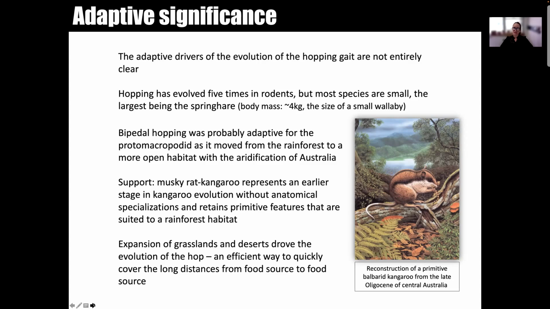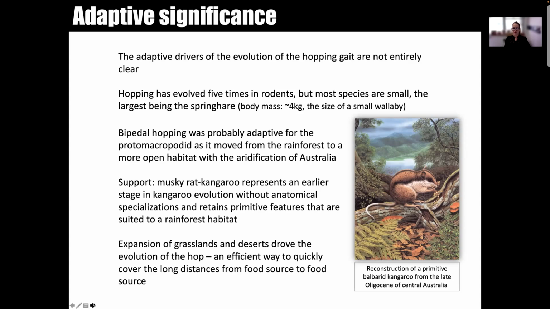Bipedal hopping was probably adaptive for the ancient kangaroos as they moved through the rainforest to a more open habitat with the drying up of the continent. Support for this comes from the fact that the musky rat kangaroo represents an earlier stage in kangaroo evolution without some anatomical specialisations and retains these primitive features that are suited more to a rainforest habitat.